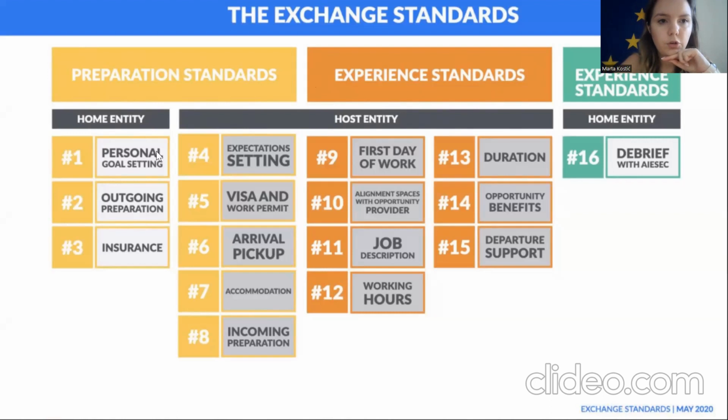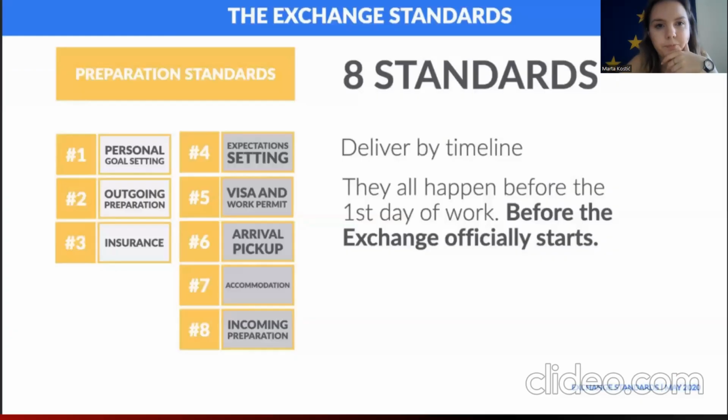We are OGX, the home entity, and the host entity is actually ICX, who takes care of our EP. For example, if our EP goes to, I don't know, Poland, then ICX in Poland needs to take care of the host standards because they're the hosts, and we take care of these first 3 and this last one in the post-experience phase. Nevertheless, we need to know every one of them so we can explain to the EP what our exchange looks like.